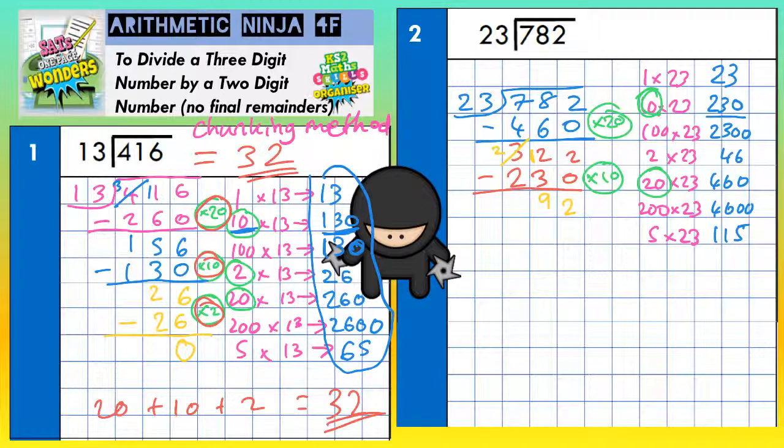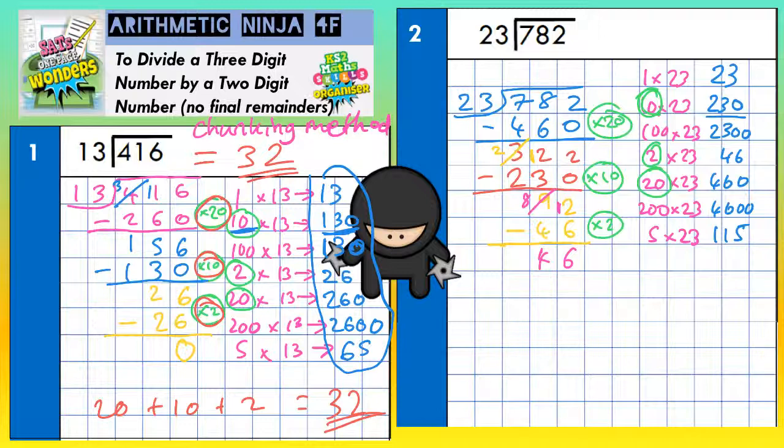The next biggest number we can take away is 46. So if we take away our 46, 46 is a chunk of 2 23s, so put a little times 2 next to it, and let's work that out. 2 take away 6 we can't do, so borrow from the 9, that becomes an 8, and the one we've borrowed makes that into 12. 12 take away 6 is 6, and 8 take away 4 is 4. We're down to 46. Now we're virtually done.